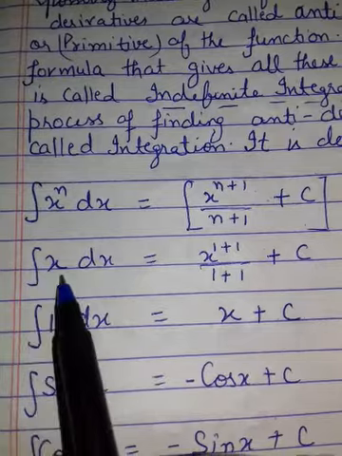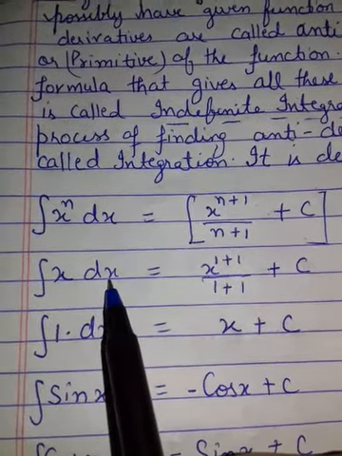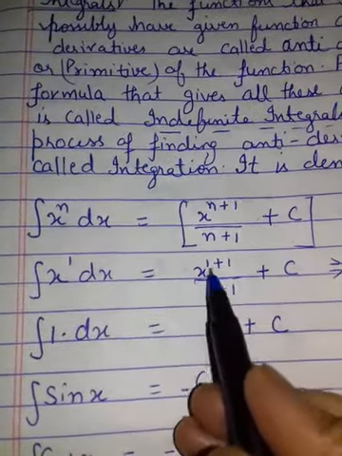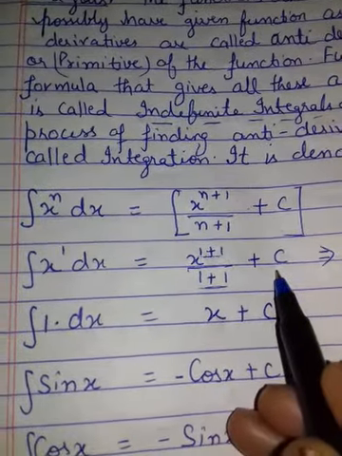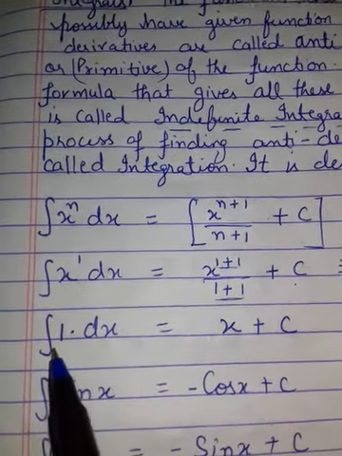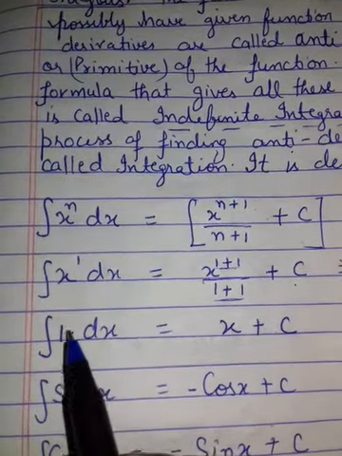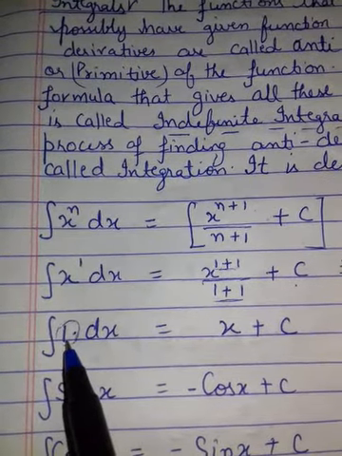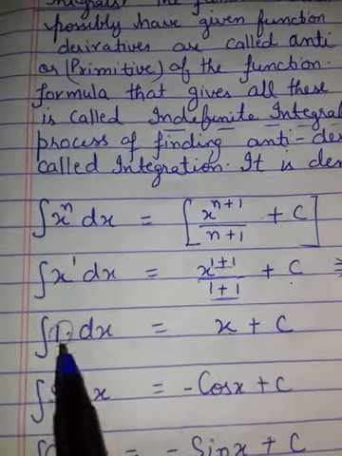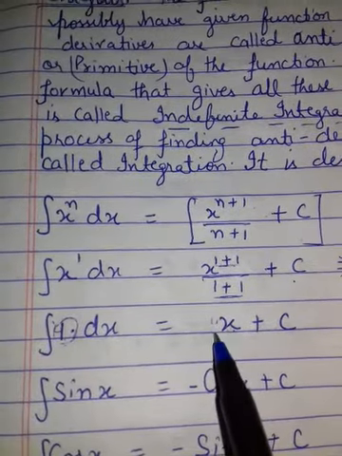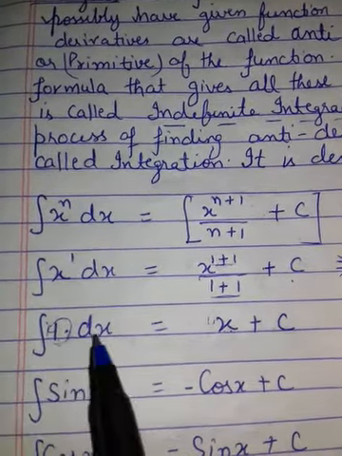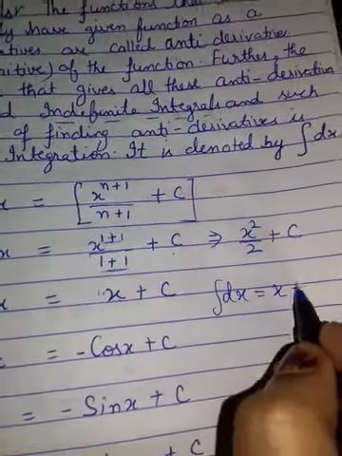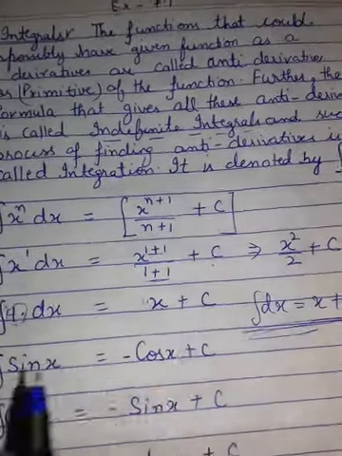Next one is x dx. You know the power of x is 1. You will always add 1 to it, take the same power in the denominator, plus c. C is your constant. Now 1 into dx. 1 is any constant value. If any constant value is there, you will take x with it. If 4 is there, it will become 4x. So this one is equal to x plus c. So remember this. Clear?